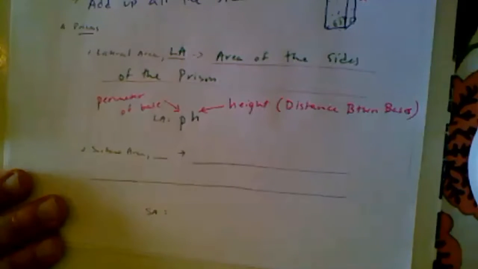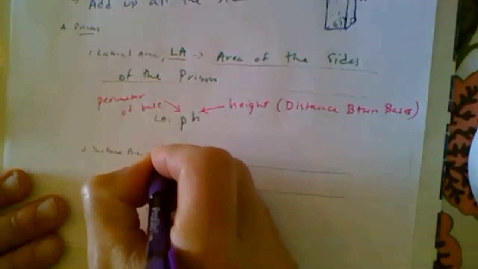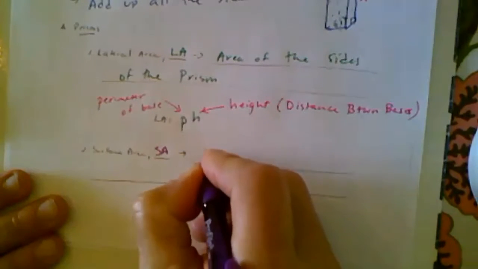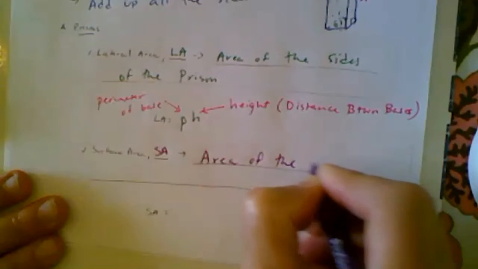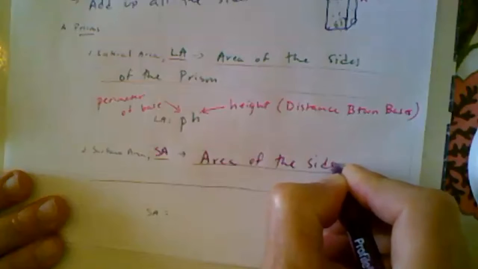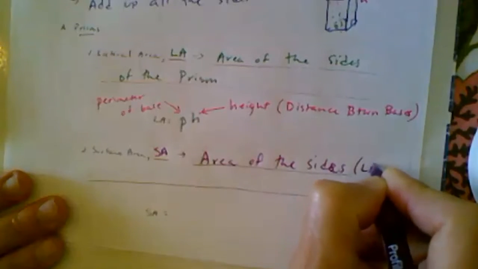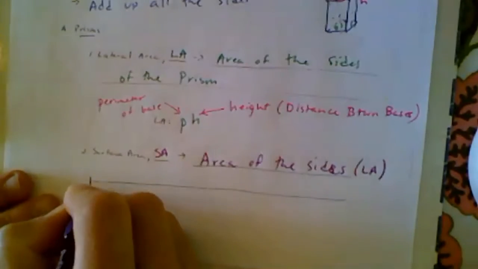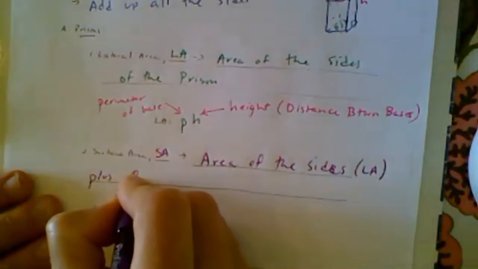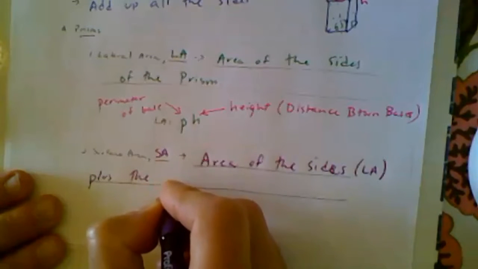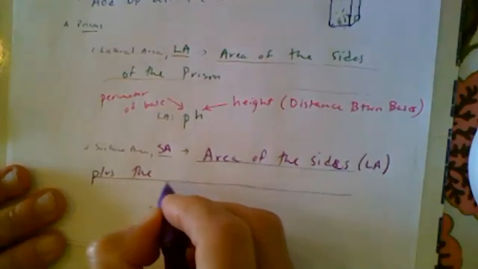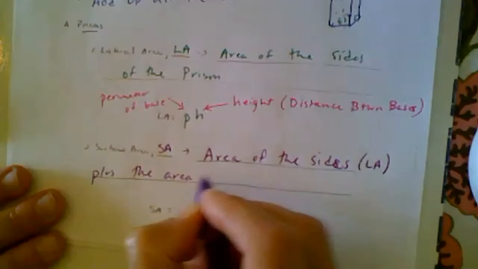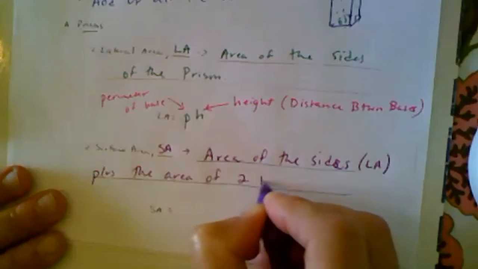And it talks about the total surface area. Total surface area is abbreviated SA. So this is the area of the sides, which is just your lateral area, which we talked about, plus the area of the two bases. So that's all of the outsides, basically, the sides and the top and the bottom, plus the area of the two bases.